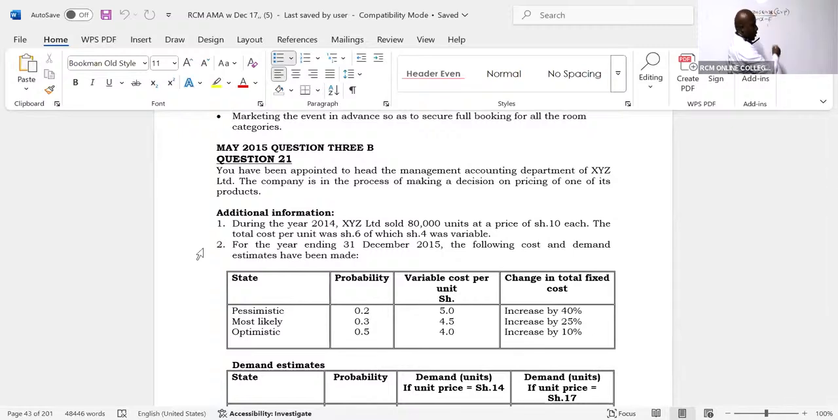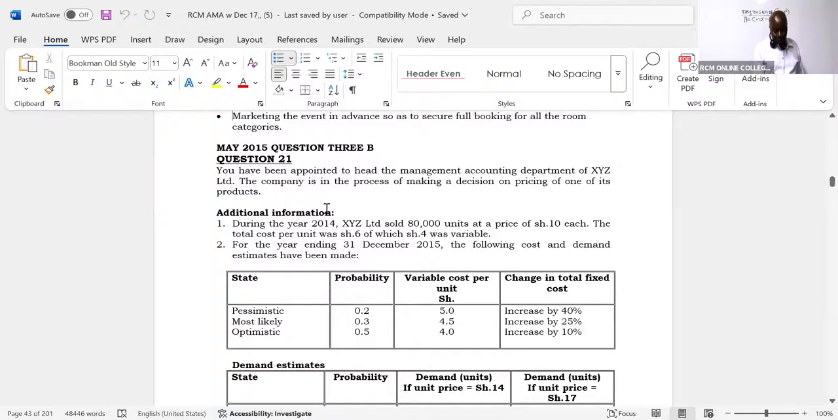Now, ladies and gentlemen, we are told here, you have been appointed to head the management accounting department of XYZ. So in this case, you think like a head of department. You're not just anybody. And we must get this question right because we are heading departments. The company is in the process of making a decision on pricing of one of its products.